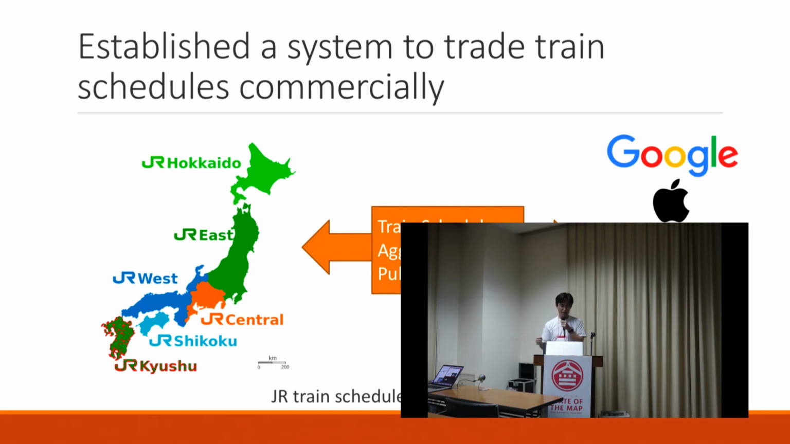Anyway, one single company aggregated the data and published it to the users of the data. Nowadays, Google, Apple, and of course Japanese route planners are buying this data from JR. I think the price is millions of dollars, so it's very expensive. But this system was established almost 20 years ago, and it is continuing, and there is no open data in Japan.